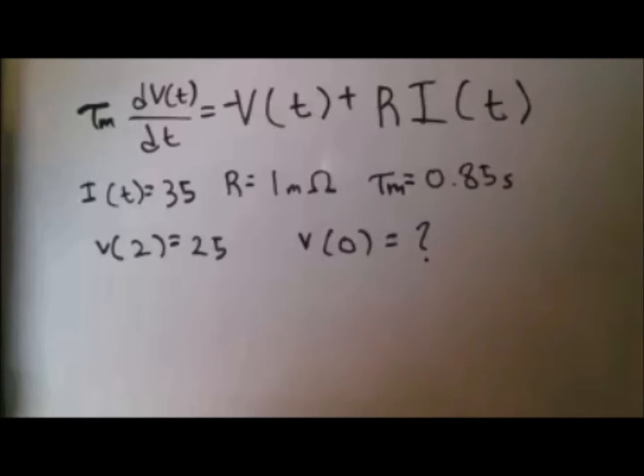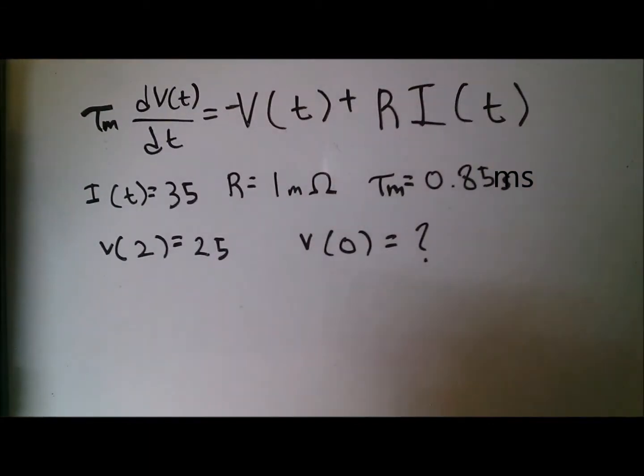Here we can use the equation to solve a problem. A neuron has a membrane resistance of 1 milliohm, and it takes 0.85 milliseconds for ions to pass through the membrane. There is a constant input current of 35 milliamperes, and at 2 milliseconds, the membrane potential was 25 millivolts. What was the initial membrane potential?